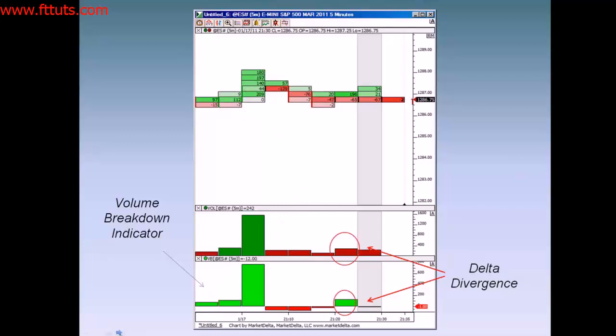bar. Now, sometimes we're going to get an interesting phenomenon, which we call the delta divergence, where in fact prices will be moving lower, but the delta will be higher. And often the delta will win out, and you will see prices move up a little bit.